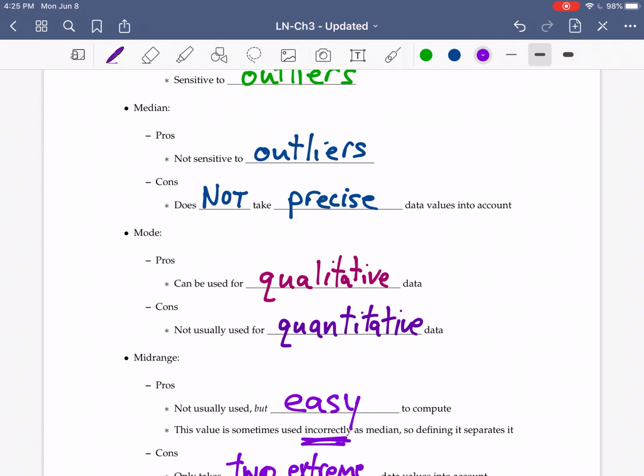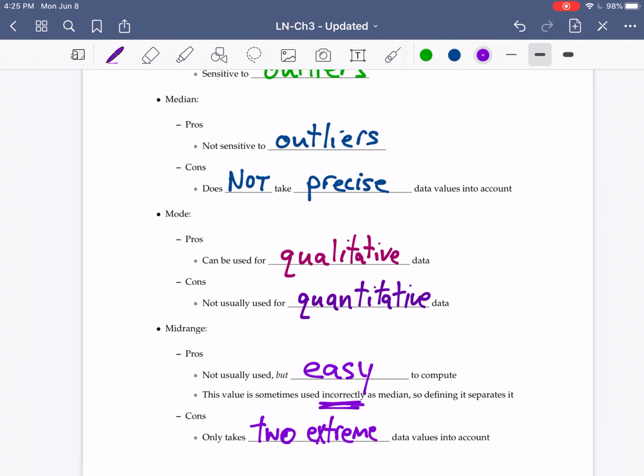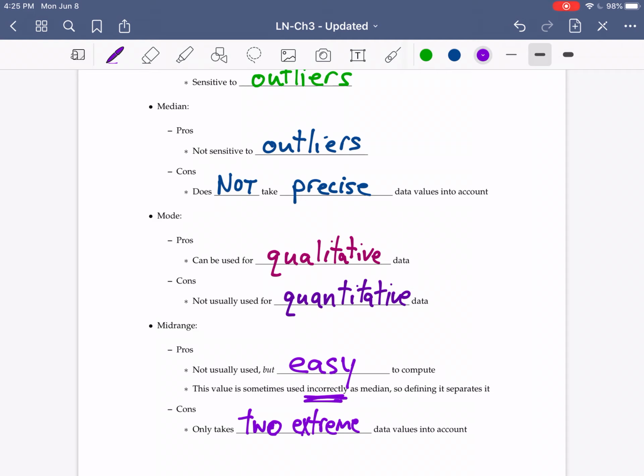So those are 4 measures of center with some pros and cons of each of them. Next time we'll take a look at an example where we calculate these. We'll see you there.